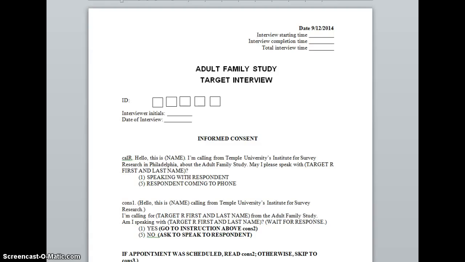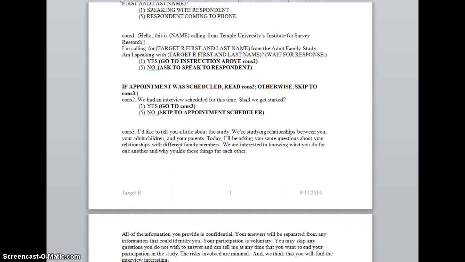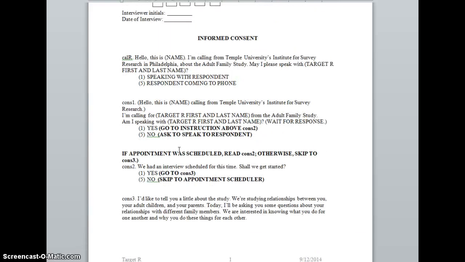It's called the Adult Family Study. So this is a larger study that's being done, and this is one of the questionnaires. For this study, they talk to a target, to their spouse, to the target's parents, and to target's children. So there were questionnaires for each one of those. Today, as the example, I'm just going to show you the target interview. In creating a questionnaire, you can create it in a program such as Word so that it can either be filled out by an individual, or in this case, this is going to be read. This is a telephone interview.